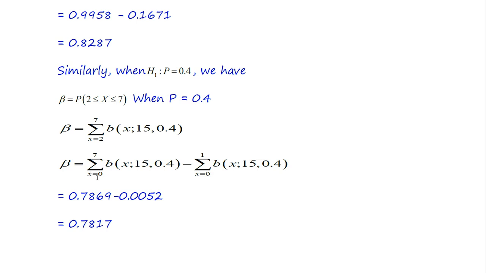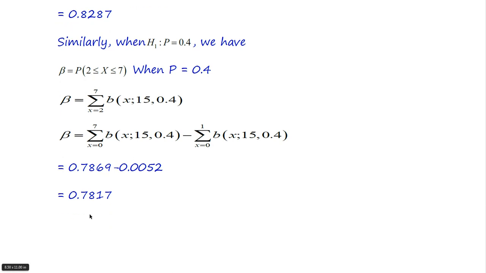So beta is equal to the sum of x from 0 to 7 of b(x; 15, 0.4), minus 0 to 1. We exclude 0 to 1 because we have the range 2 to 7. After simplification we have 0.78, which is the probability of committing type second error.